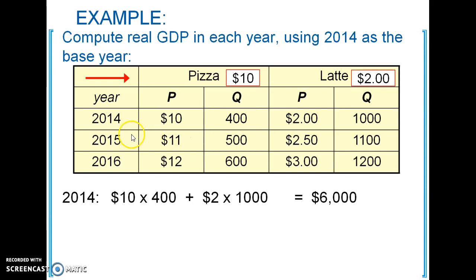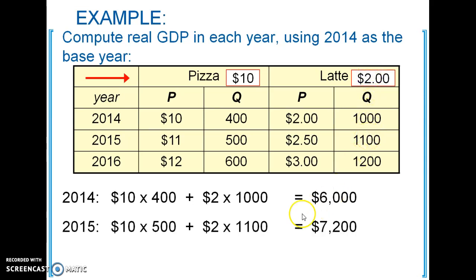Then we do the 2015 GDP calculation. So we use the price from 2014, which is $10 for the pizza, times the quantity, so 10 times 500, plus $2 times 1,100. And you notice that for the real GDP calculation, the number is now smaller than what was calculated with the nominal GDP. The nominal GDP was 8,250. The real GDP for 2015 comes in at 7,200. The reason it's smaller is you've removed the inflation, right? The pizza price was not allowed to rise at all. The latte price was not allowed to rise at all.